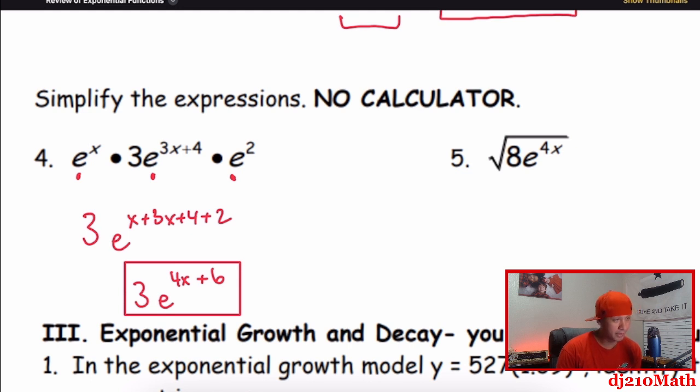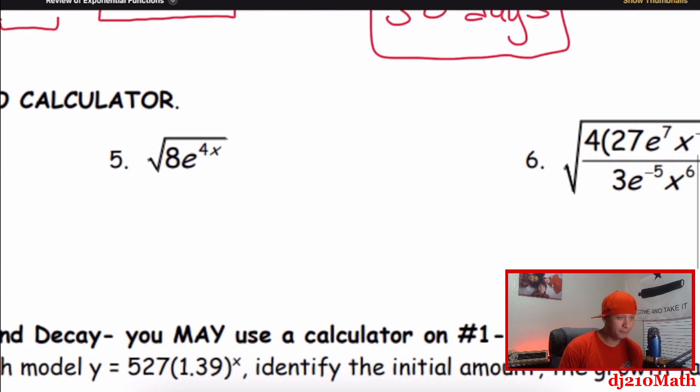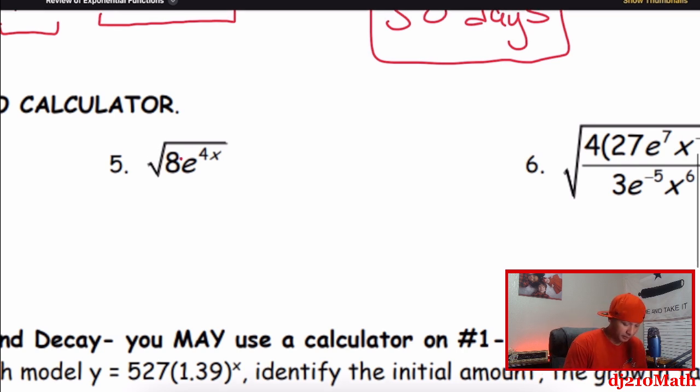And can't combine it anymore. All right, number 5. What do you think? So, a couple different ways to think about this. It's being multiplied. So, one way is to turn the square root into an exponent or to break it up. It truly doesn't matter. So, I'll let you decide which way you like best.